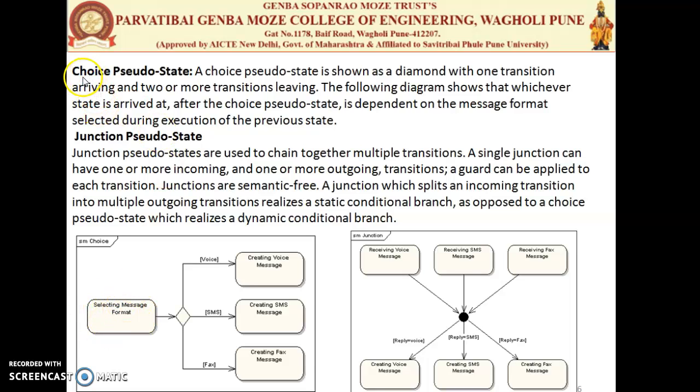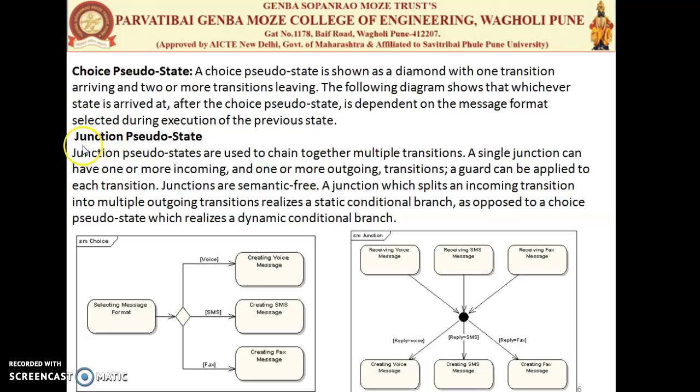So that is called a choice pseudostate. That means for the diamond condition, for the conditional statement, you can have different outgoing edges for the different ways for a single incoming edge. So that is the choice pseudostate.